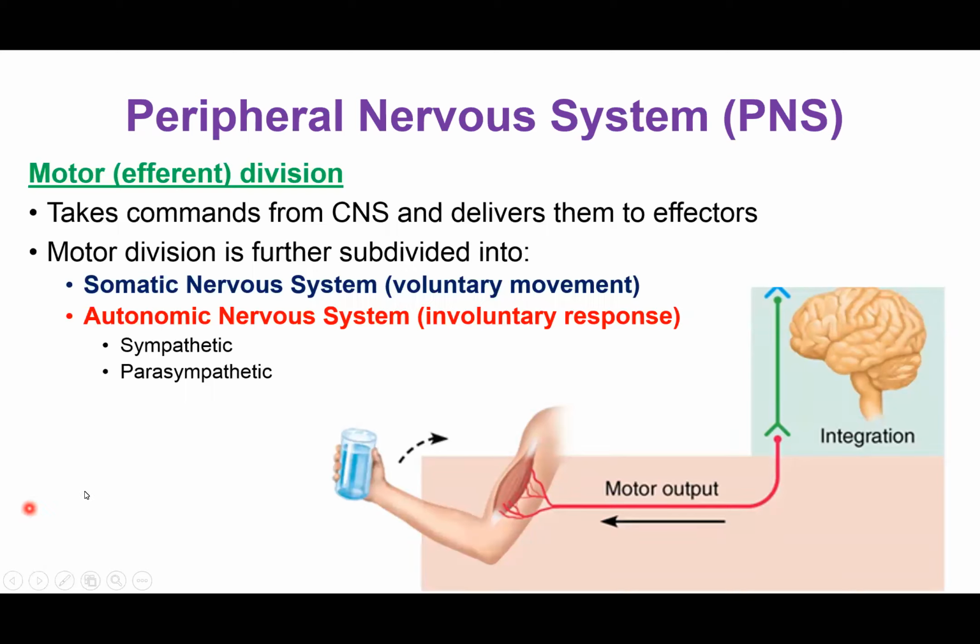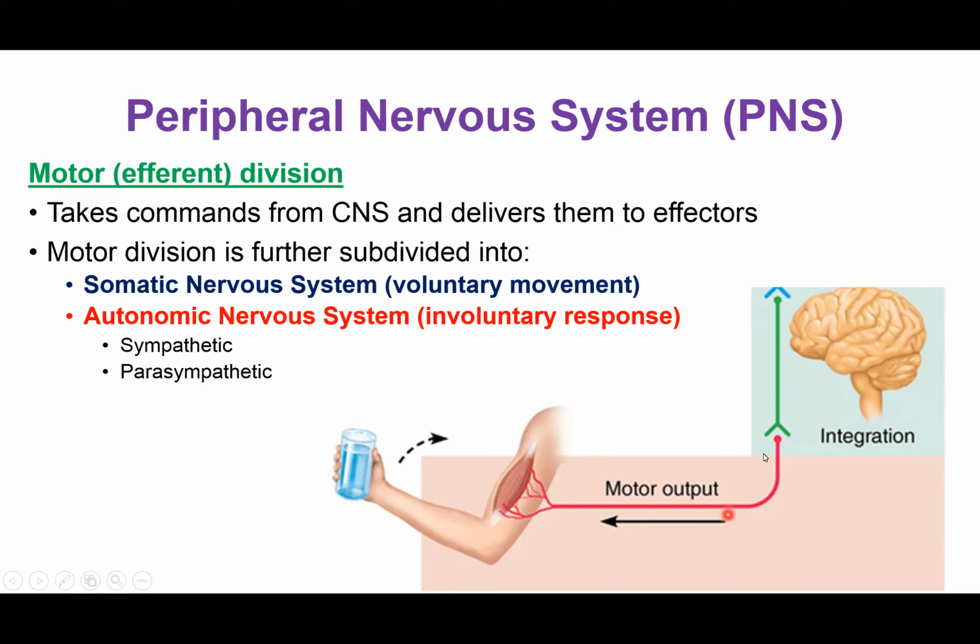The efferent division is going to take that information that it receives in the central nervous system and is basically just the messenger. So it's going to take that information from the brain. The brain's deciding what to do with the information, and the brain sends a signal out via these motor outputs, these motor signals, which the efferent division delivers to effectors. And those effectors might be muscles, but they might also be glands.